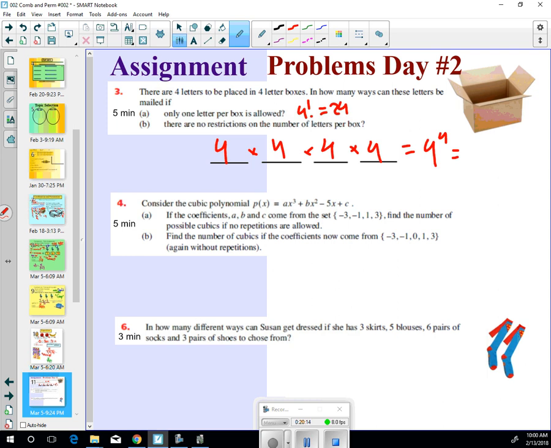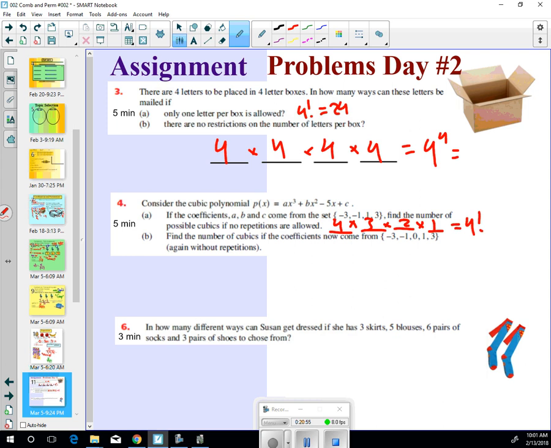Consider the cubic polynomial ax cubed plus bx squared plus 5x plus c. If the coefficients a, b, and c come from the set -3, -1, 1, 3, find the number of possible cubics if no repetitions are allowed. So for this first one, how many could you put in the first position? Yeah, there's 4. And then the second position. 3, and then 2, and then 1. Yep. So there's your 4 factorial again.